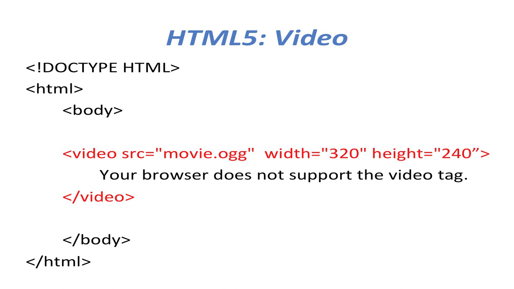This movie.ogg file will execute in a window of width 320 and height 240, and the movie will be displayed inside. The caption, the string "Your browser does not support the video tag", is displayed when it cannot execute. Otherwise, the video file will be displayed in a block of 320 width and 240 height. Finally, we close video, then body, then html. So it will design a window of that size and display the movie.